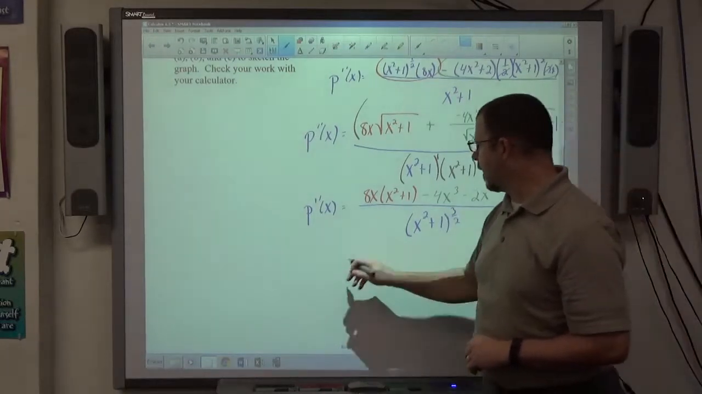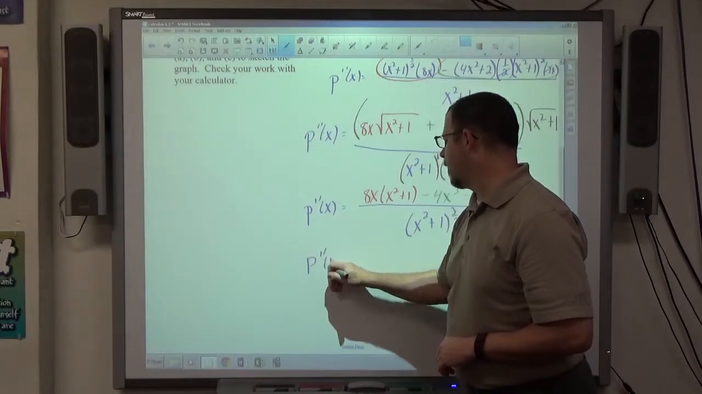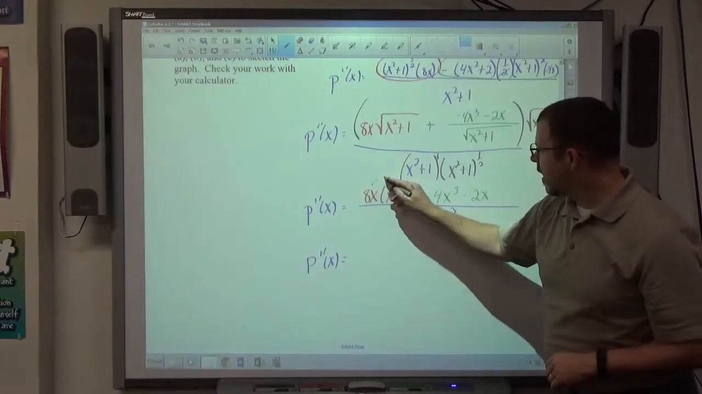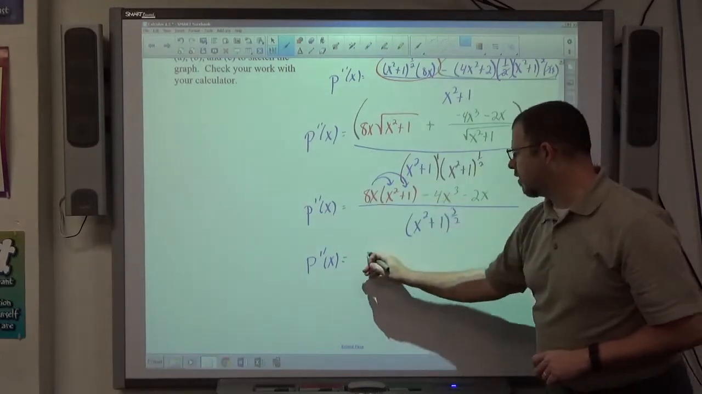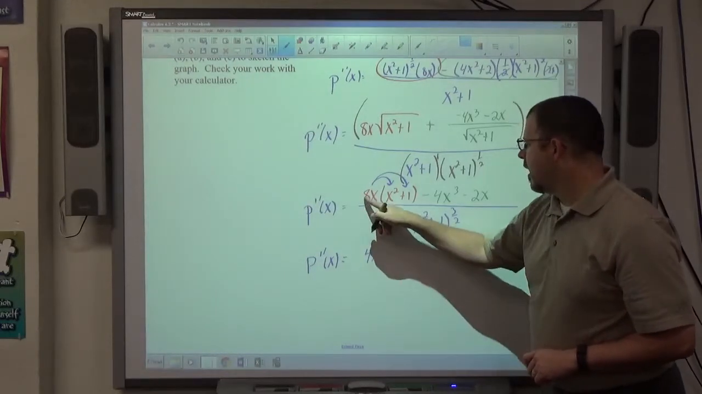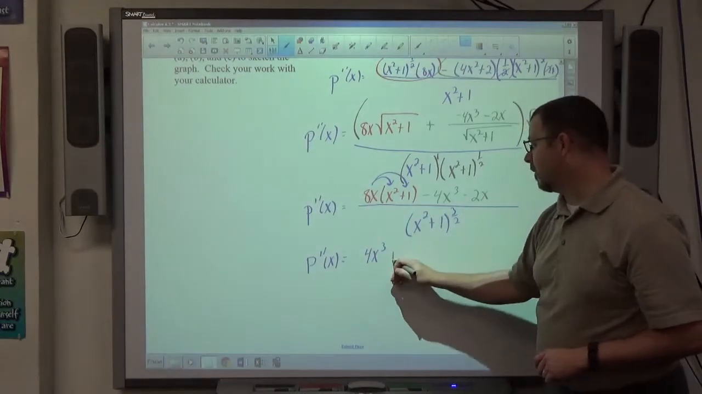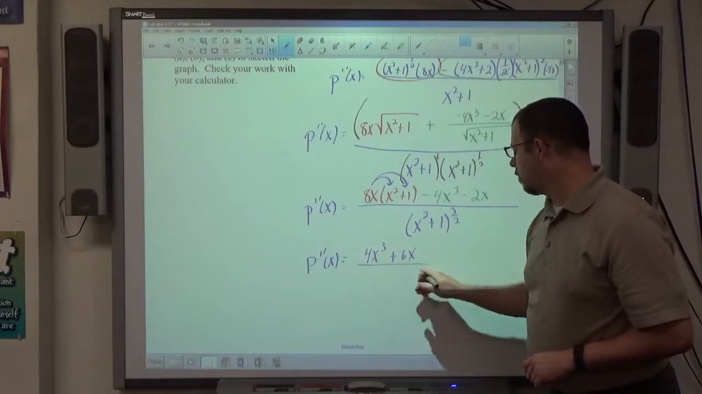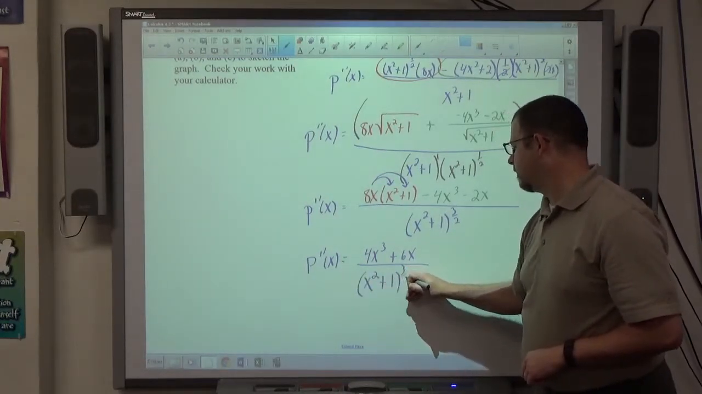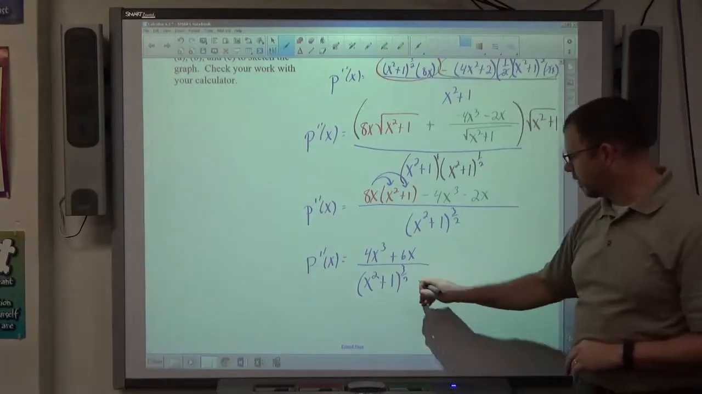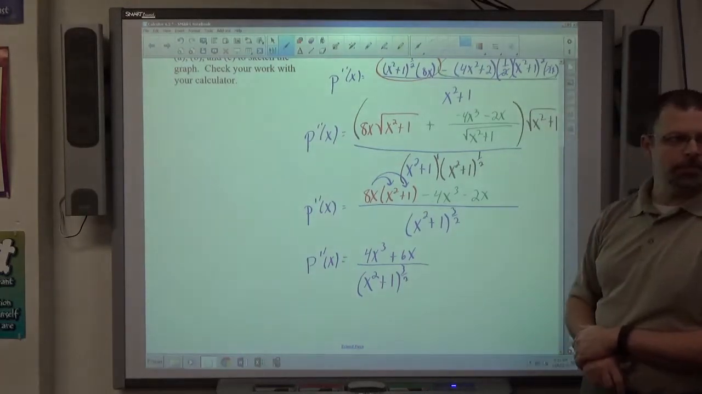And then finally, combining like terms, do the distributive property, all that stuff, finish out the algebra. And that's 8x cubed plus 8x. 8x cubed minus 4x cubed makes 4x cubed. 8x minus 2x makes plus 6x. All over x squared plus 1 to the 3/2 power. And that's the simplest second derivative I can possibly make.